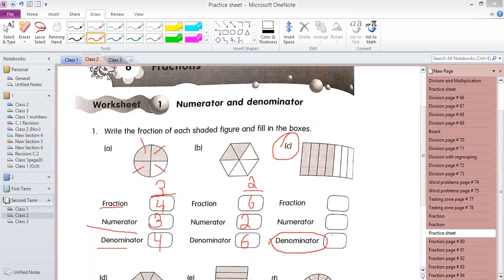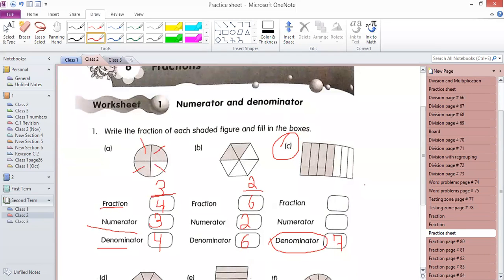Anas, what is denominator here for C? 7. How do you know? Because there are 7 equal parts. Count. 1, 2, 3, 4, 5, 6, 7. Very good. Can you tell me what is numerator here? 4. Good. And what will be fraction here?